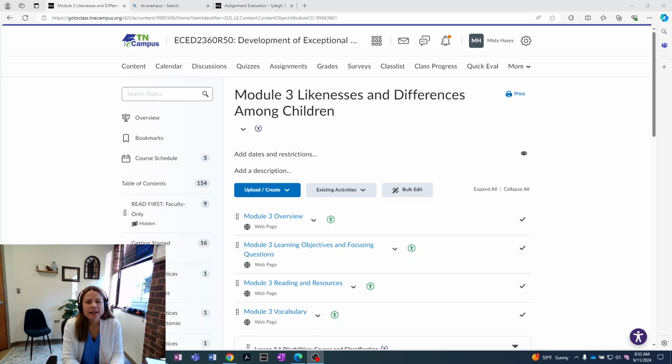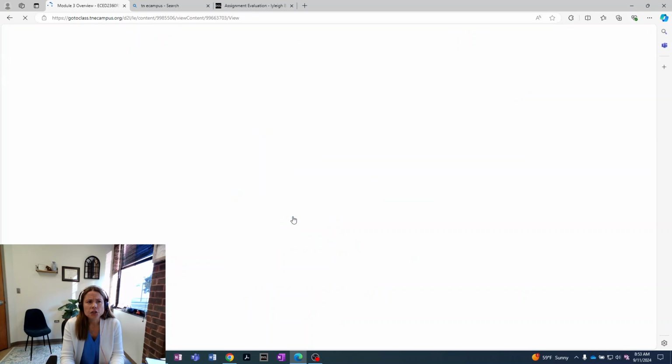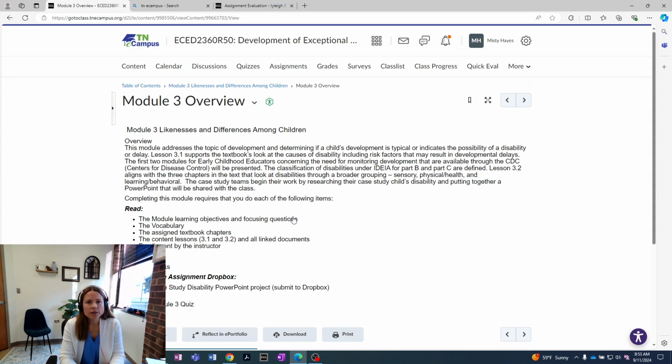Hayes-2360 students, we are starting our work in Module 3. So in Module 2, you were completing your discussion, and we were looking at choosing a case study child and really looking at the case studies and those profiles to see which child we want to work with.